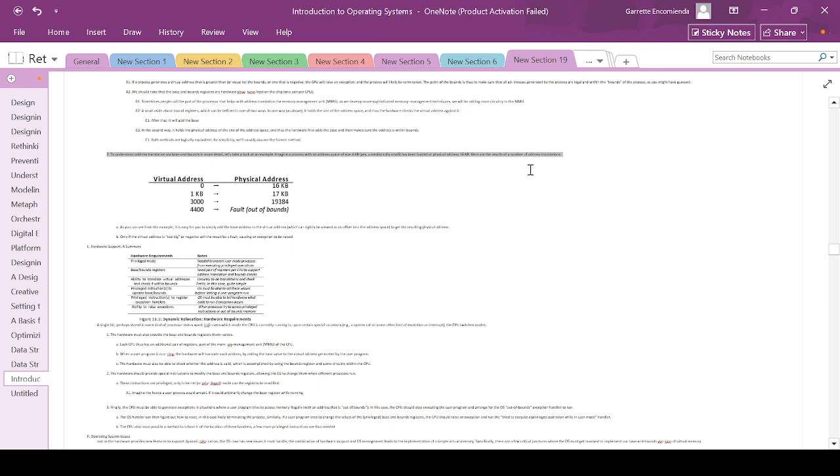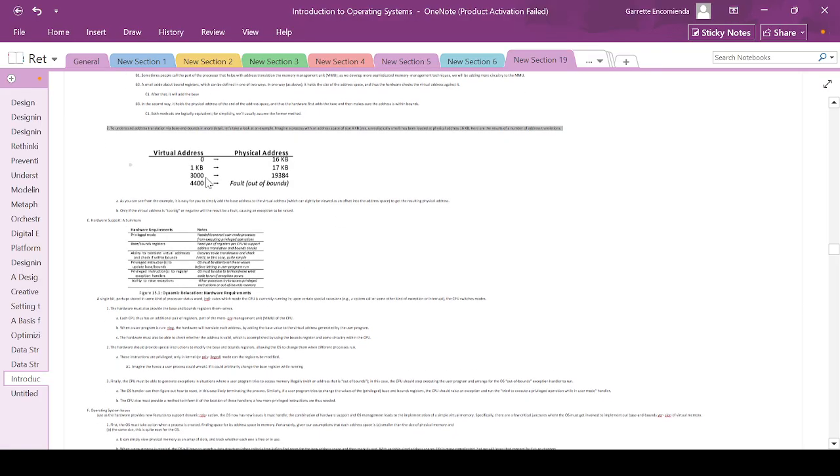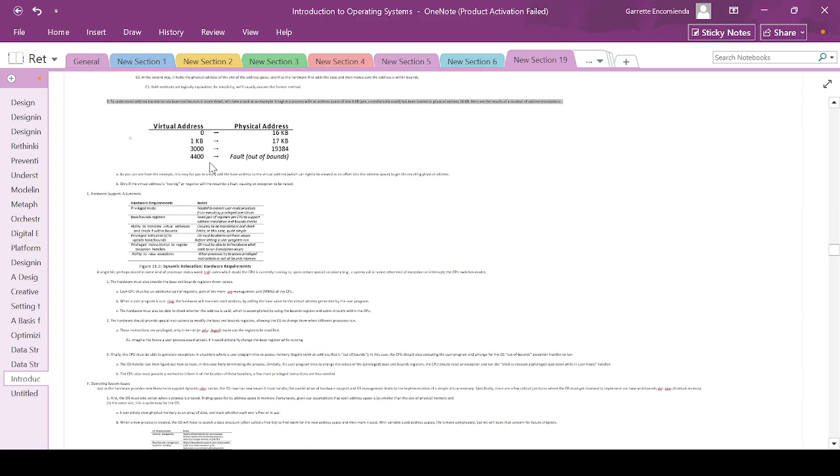So virtual address 0, you start at 16 kilobytes, 1 kilobyte goes to 17 kilobytes, 3000 is equal to 19,384 kilobytes of physical address. Once you get to 4,400, it's a fault, it's out of bounds.